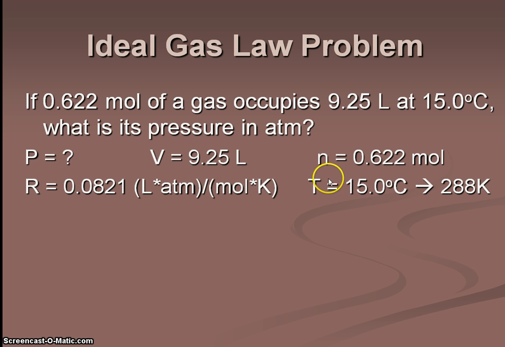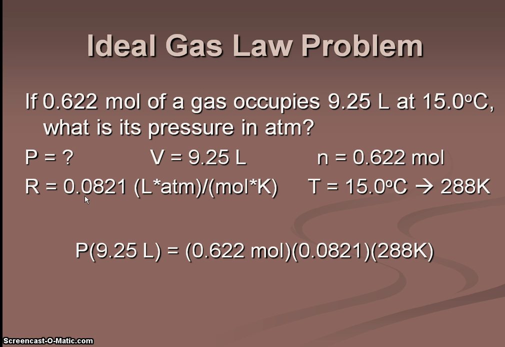We're given volume, moles, and temperature. R is the only one that we weren't given. Since I wanted the pressure in ATM, you're going to look in your reference packet and find your choices for R, and choose the one that has ATM in the units. And it should be 0.0821. Then you just plug it into the equation. So the equation is PV equals nRT. Pressure is what you're looking for. Plug in your volume, your moles, the R value, and the temperature, and then you just have to calculate it. So multiply these three and then divide by 9.25. And you should get about 1.6.